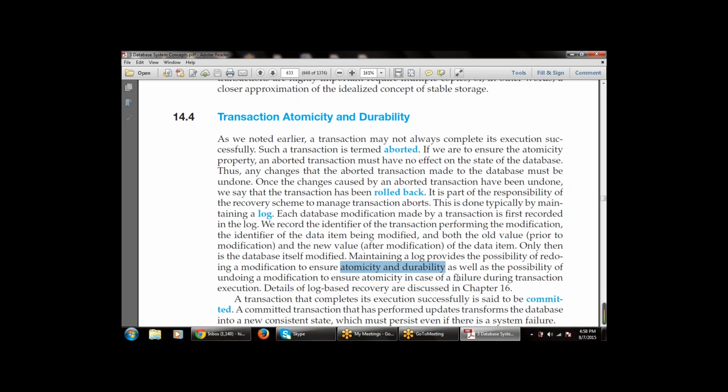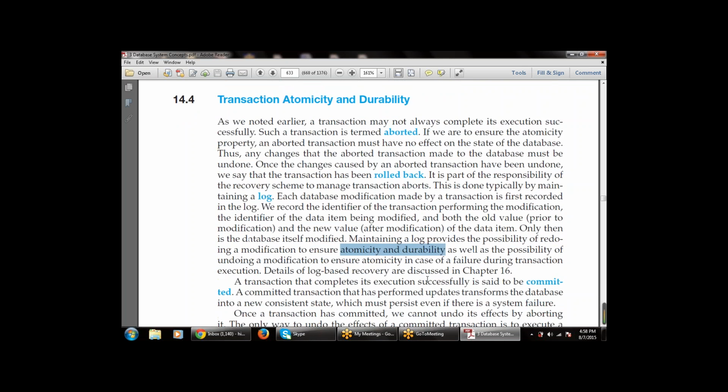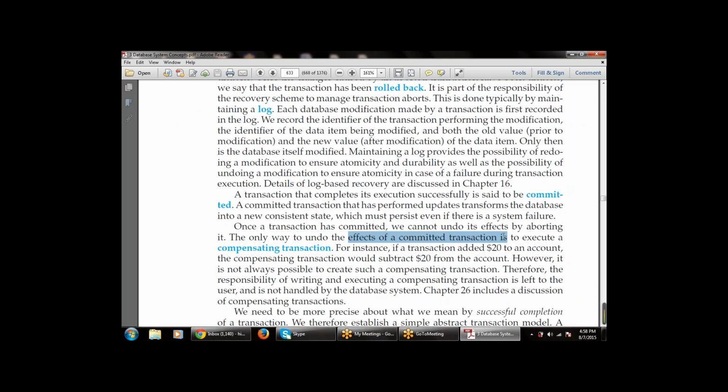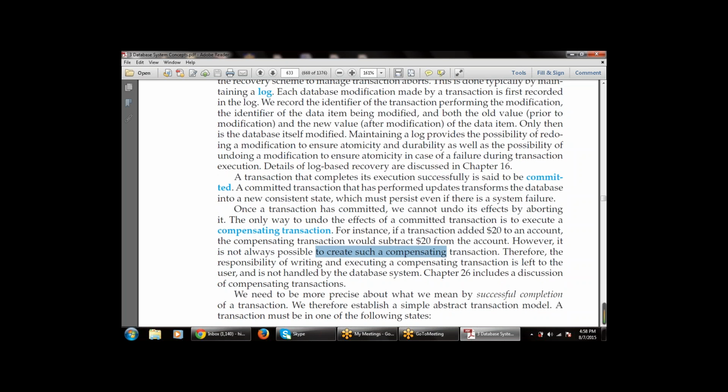That means if the transaction completes its execution, that transaction is known as committed. Commit transaction means the task that is assigned to the transaction completes its execution. And the way to undo the effects of a committed transaction is to execute a compensating transaction. So whatever effect is available in the undo stage will be used to execute a compensating transaction. For example, if a transaction adds 20 to an account, the compensating transaction would subtract 20 from the account. It is not always possible to create such compensating transactions.